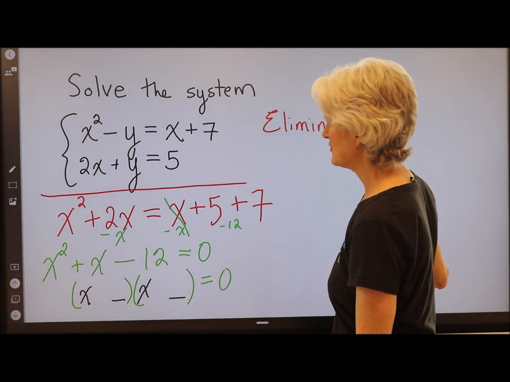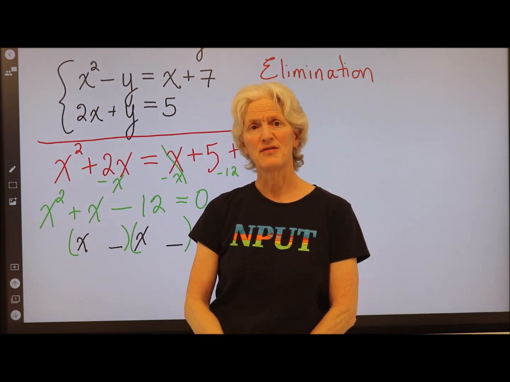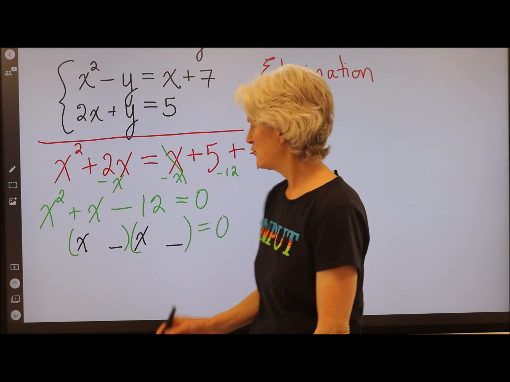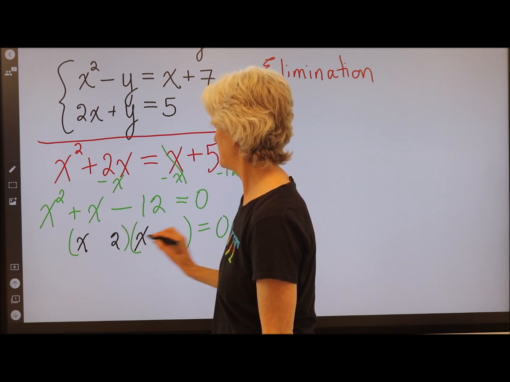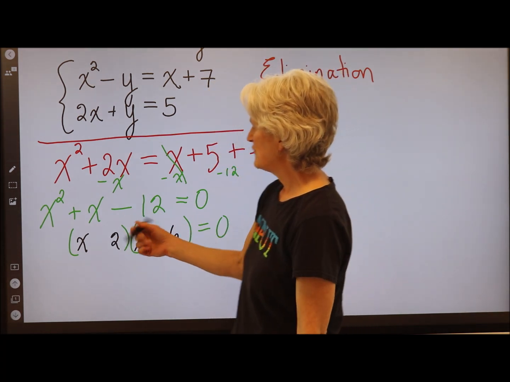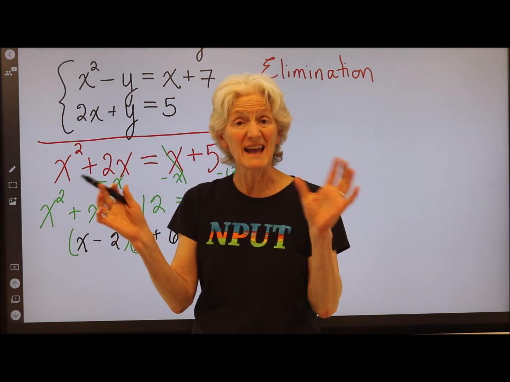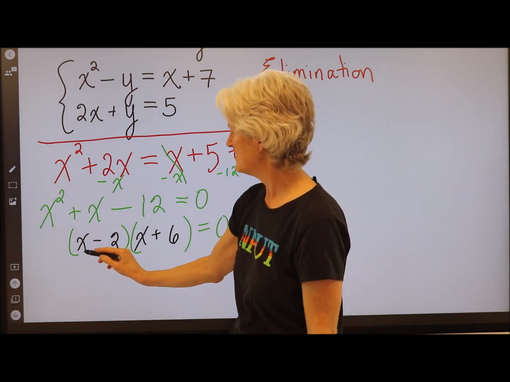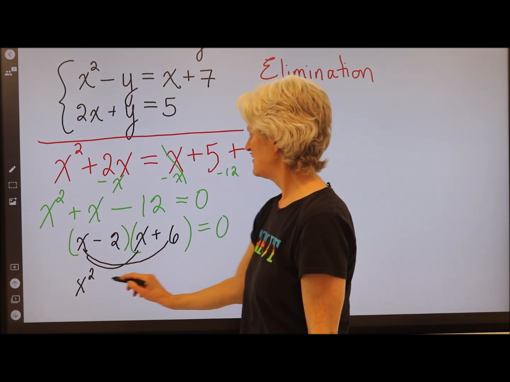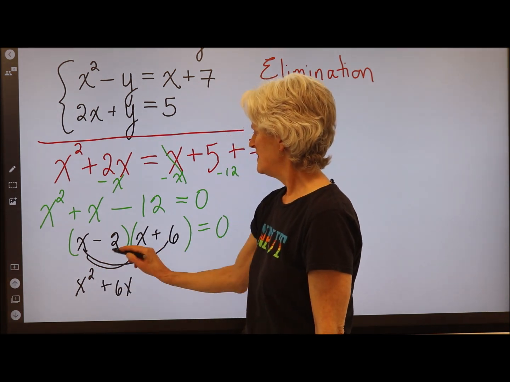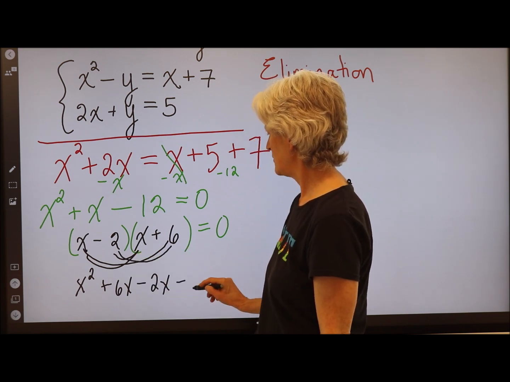Well, let's see. What options do I have? I have 6 and 2. I have 1 and 12. I have 3 and 4. Let's just try 6 and 2. Let's see if that works. Now it's a negative 12, so one of those has to be negative, one has to be positive. And now I'm going to do a quick check. I'm going to multiply them together to see if they work. x times x gives me my x squared. x times 6 gives me a 6x. Negative 2 times x gives me a negative 2x. Negative 2 times 6 gives me a negative 12.